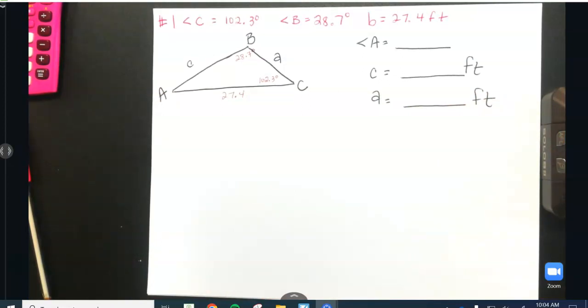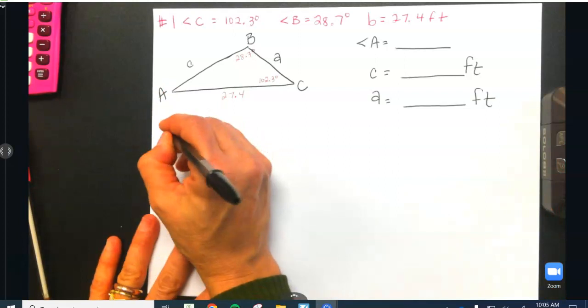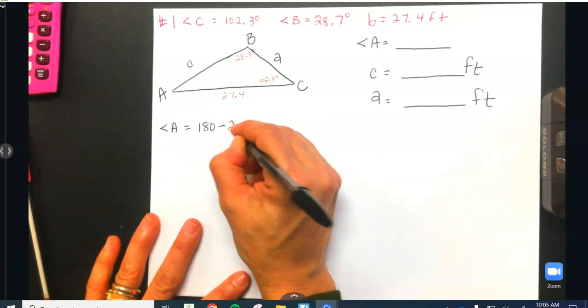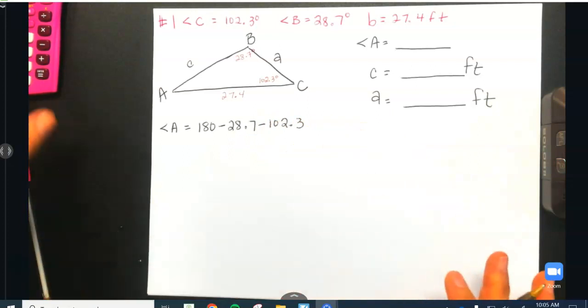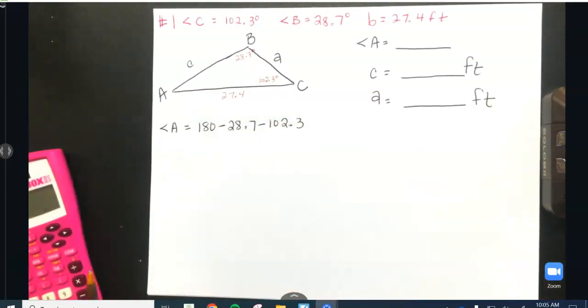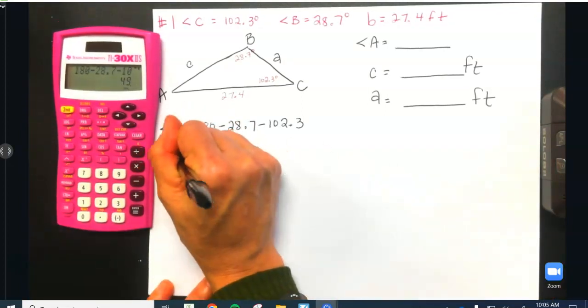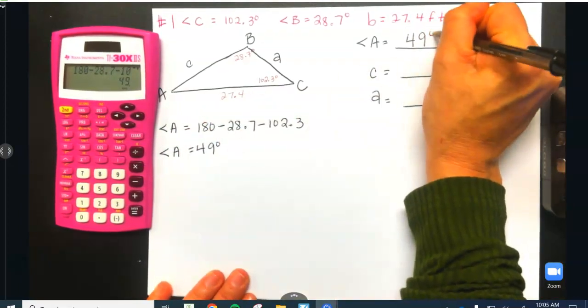Okay, so let's go ahead and find angle A. That's going to be easy. Even though it's not a right triangle, it still has 180 degrees, y'all. So for angle A, we're just going to do 180 minus the other angle measures. I really wish I had these numbers memorized, but I don't. 180 minus 28.7 minus 102.3 is a whole number of 49 degrees. So angle A is 49 degrees. Awesome. One down, two more to go.